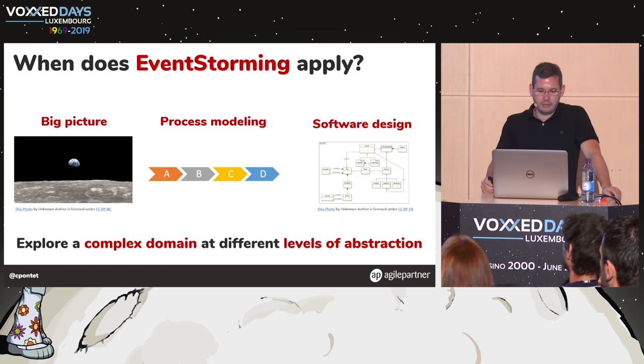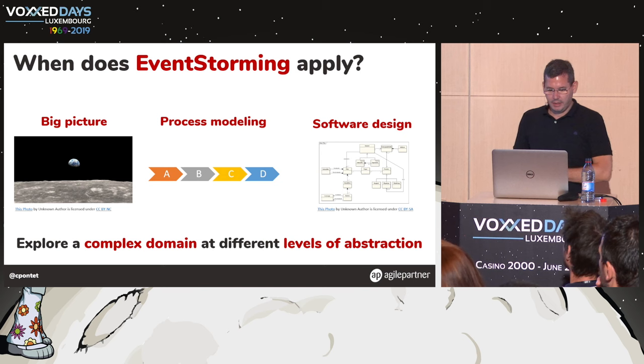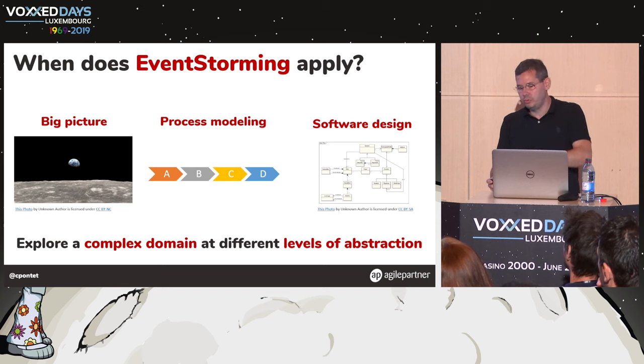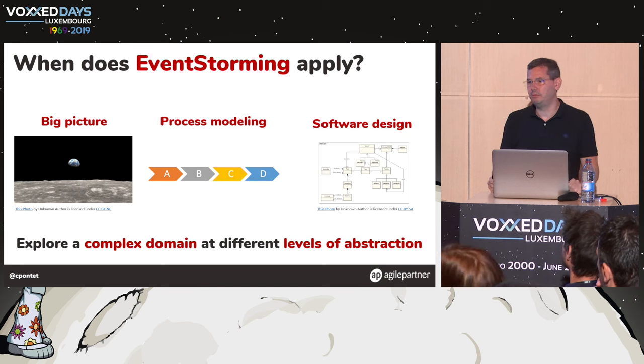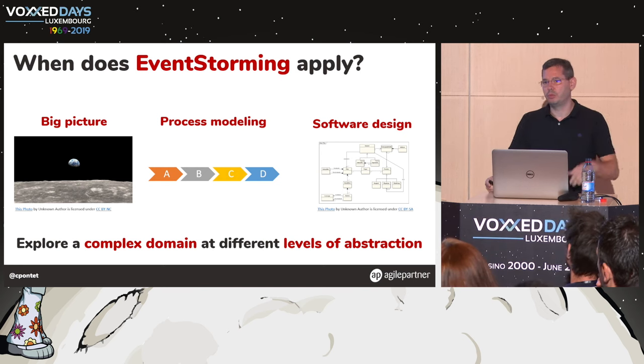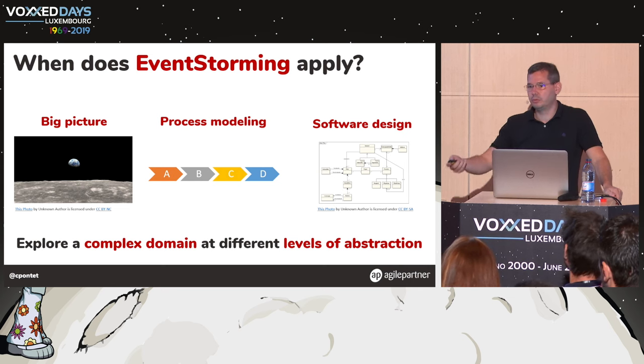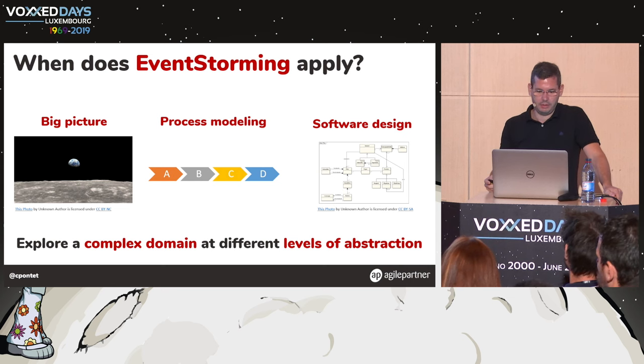Along the way, Alberto realized that there were basically three levels of abstraction that you could even storm. The big picture, to understand a big mess, basically. Process modeling: if you have a business process, you can model it through EventStorming. And software design: you can go down and really drill through until you reach a point where your domain events and all the artifacts will be transformed into code, if you code in a domain-driven design way, and probably even event sourcing as well. But you don't really need to do that to use EventStorming. EventStorming is actually a workshop. So even though you don't do DDD and you don't really do event sourcing, you can still use EventStorming.